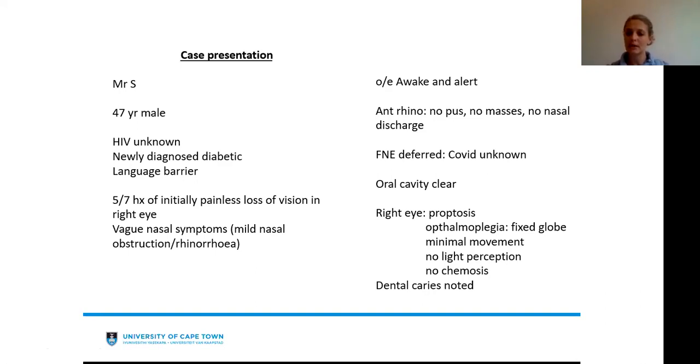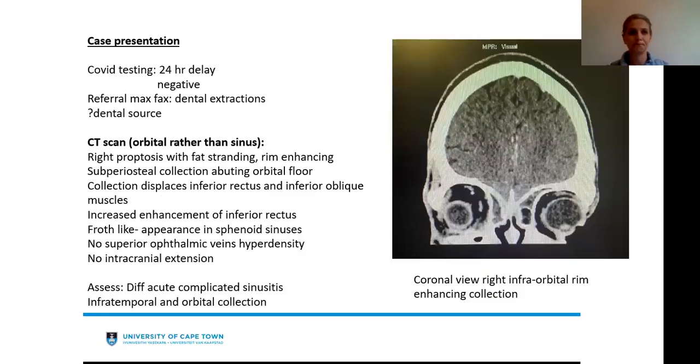At the time when we saw him, he was awake and alert. We did anterior rhinoscopy, which didn't really reveal much. We couldn't see any pus or masses, no overt nasal discharge. At that point, he was COVID unknown, and the flexiscope was deferred. His oral cavity was completely clear, and on examination of his right eye, it was noted that he clearly had proptosis. He had ophthalmoplegia in the form of a fixed globe with very minimal movement. At this point, he had absolutely no light perception in that right eye, but there was no chemosis.